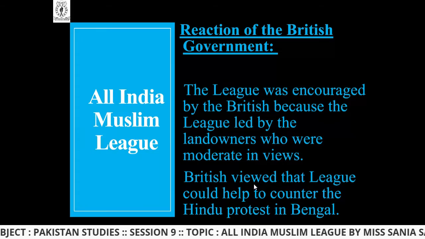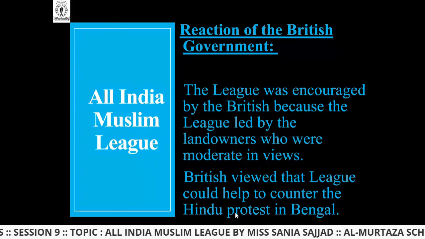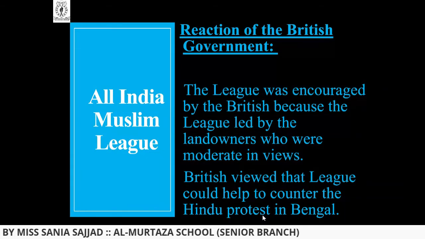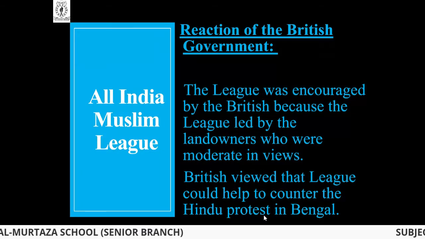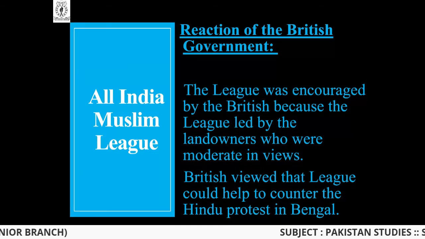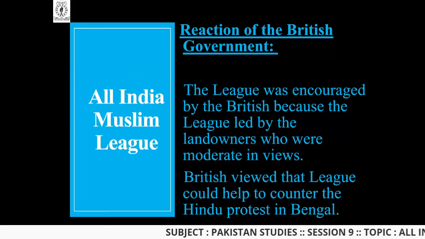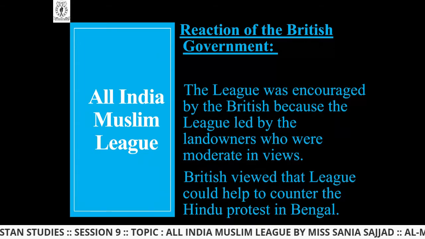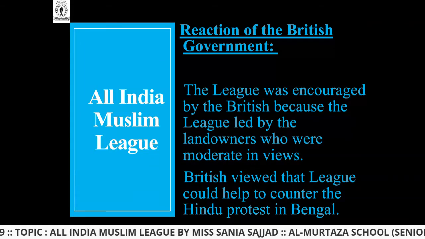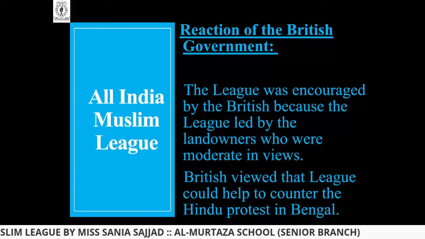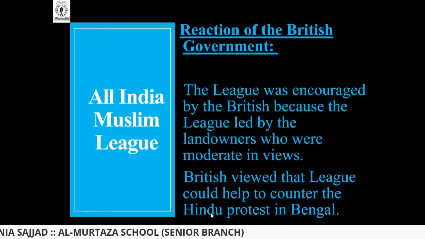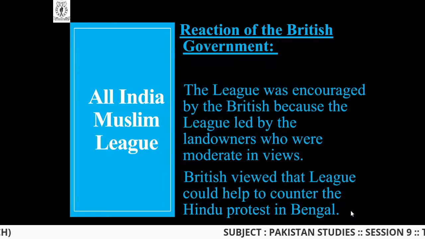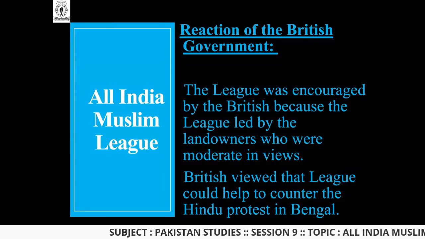The British viewed that the League could help to counter the Hindu protest in Bengal. So they favored Muslims and started supporting them in that objective, because Hindus were not in favor of the partition of Bengal, which I've already discussed in the previous slide. I have even discussed the reasons why they were not in favor. So this is the main reason that they accepted the demands of Muslims, and Muslims started supporting the British in their objective.